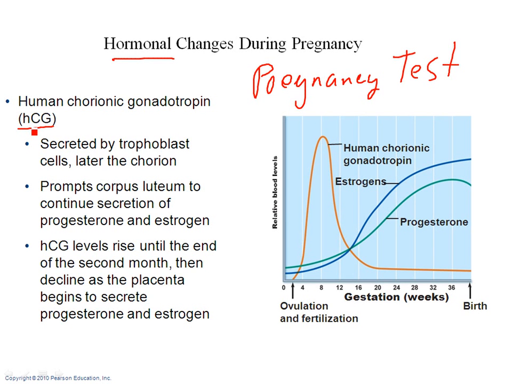Now, it is secreted by the trophoblast and then later by the chorion, hence the name human chorionic gonadotropin. So here's ovulation, okay? You start getting it secreted by the trophoblast, okay? Then the chorion will secrete it. And then eventually the secretion is going to decline. Because what is it doing? What is human chorionic gonadotropin doing?